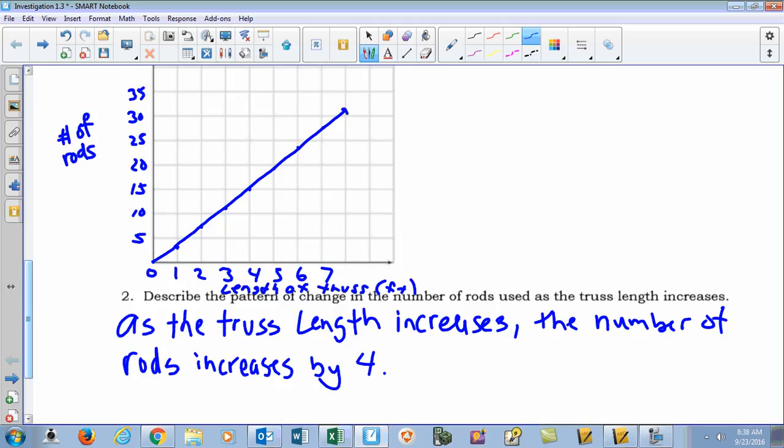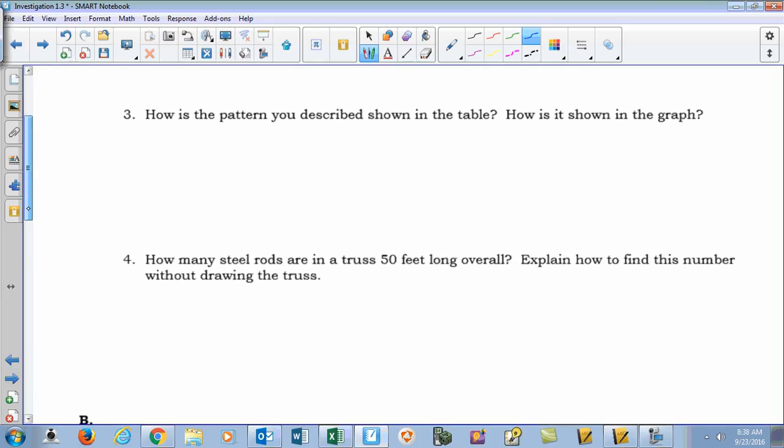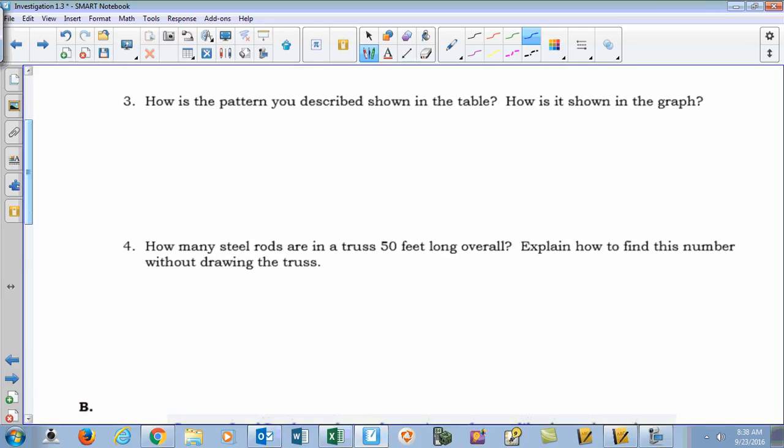Okay. Now here's where the thinking's going to start to come in. We've kind of laid our groundwork here, right? So if you go to the back page, how is the pattern you described shown in the table? Well, again, how do you see that? As the foot increases by 1, the rods increase by 4. You see that in the table, right?